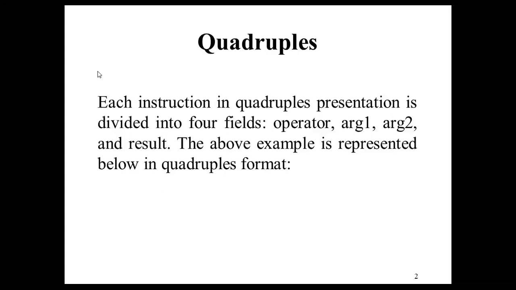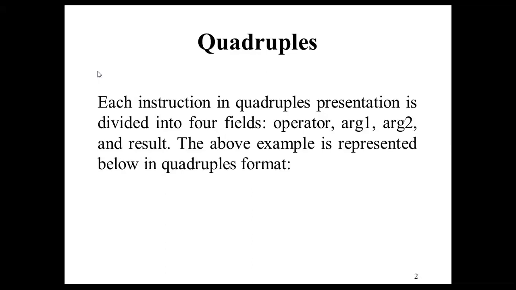But the main representation criteria are only two. First is called quadruples and second is called triples. So what are quadruples? We can represent our expression, which we have already defined, for which we are going to convert our source program into machine language. Then that expression we divide into quadruples.